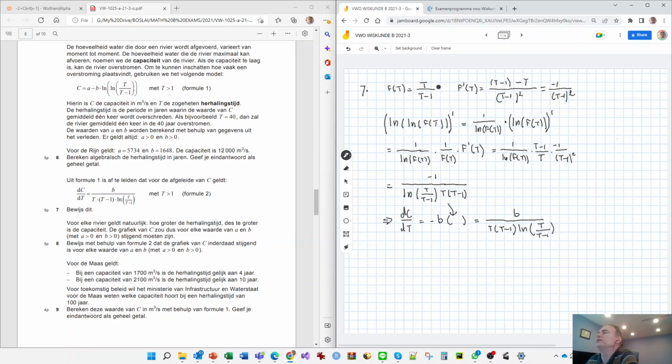So that's kind of the first thing I've done here, and use the rule for the derivative of a quotient of functions. So it's like the function in the denominator, which is T minus 1, times the derivative of the function in the numerator, and then minus the derivative of the function in the denominator. It's minus T times the derivative of the function in the numerator, and divided by the function in the denominator squared. And that's done here.